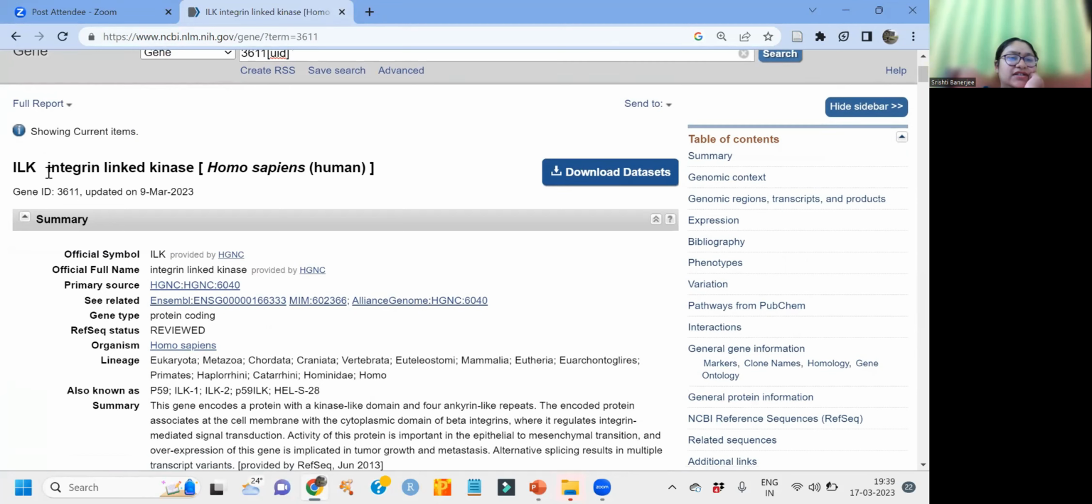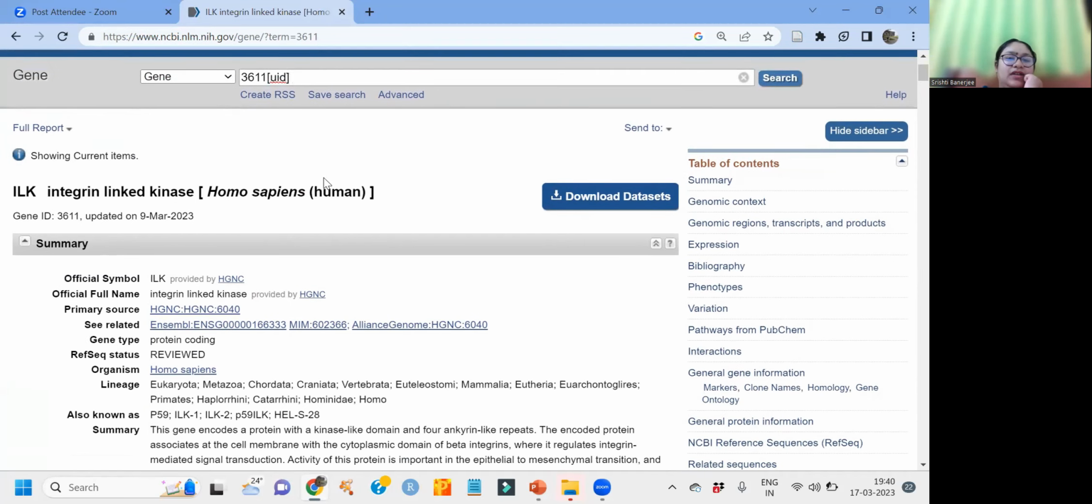So the name of the gene is integrin linked kinase. Symbol is ILK and it is in Homo sapiens. Now, if this gene was in mouse, it would have a different ID. We will see that also.